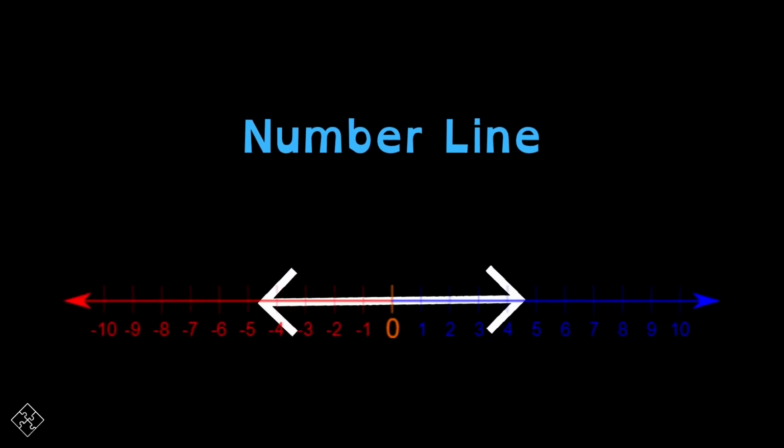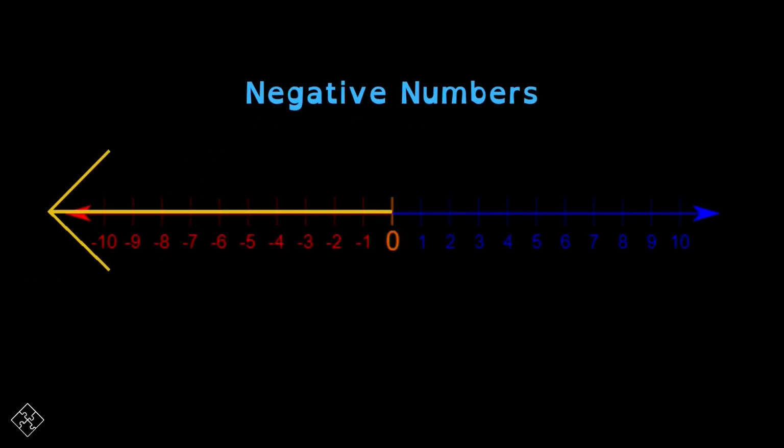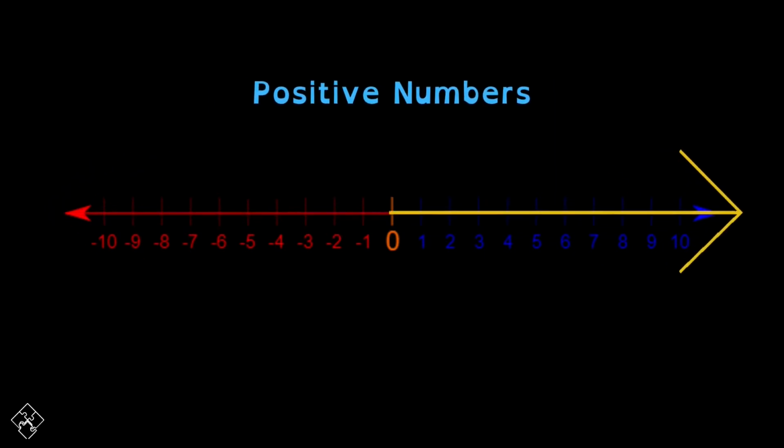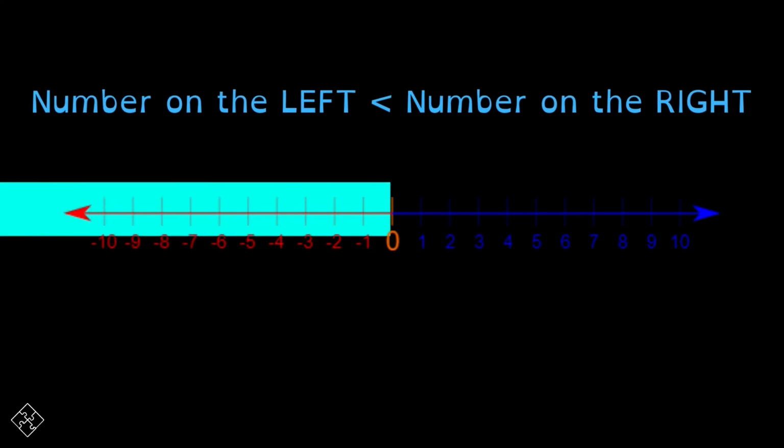Writing numbers down on a number line makes it easier to tell which numbers are greater or lesser. On the left side, we have negative numbers. On the right side, we have positive numbers. Also, it indicates the line continues left and right forever. A number on the left is less than a number on the right.